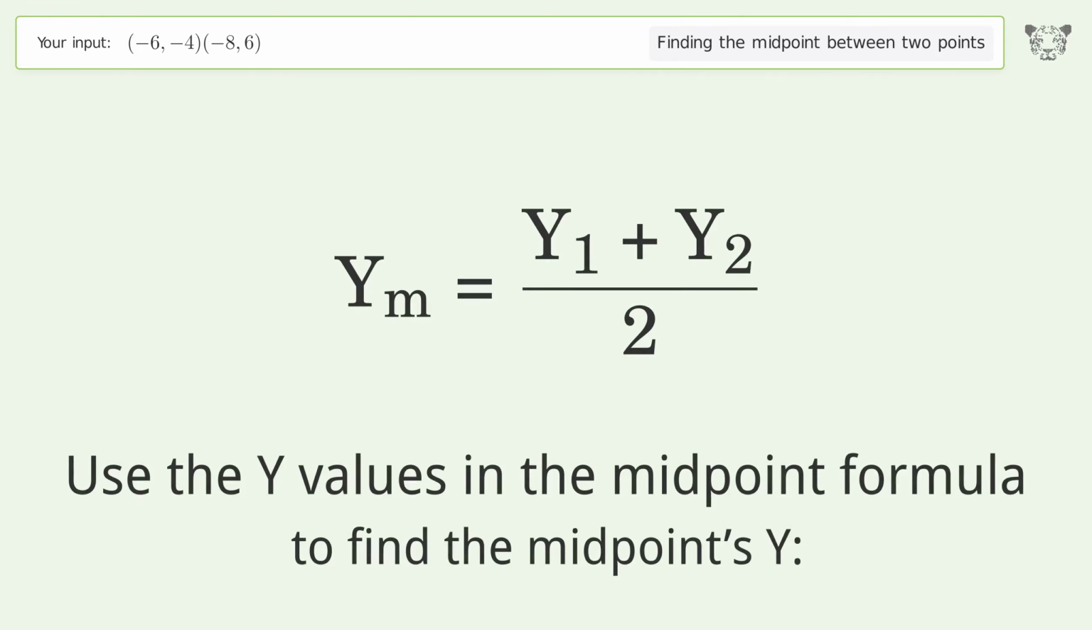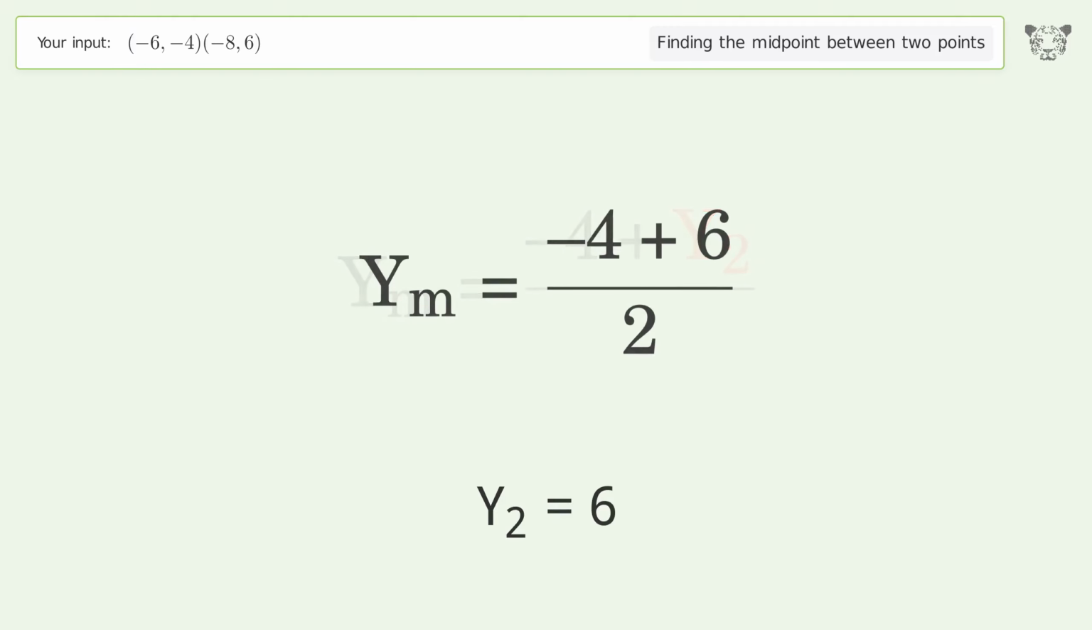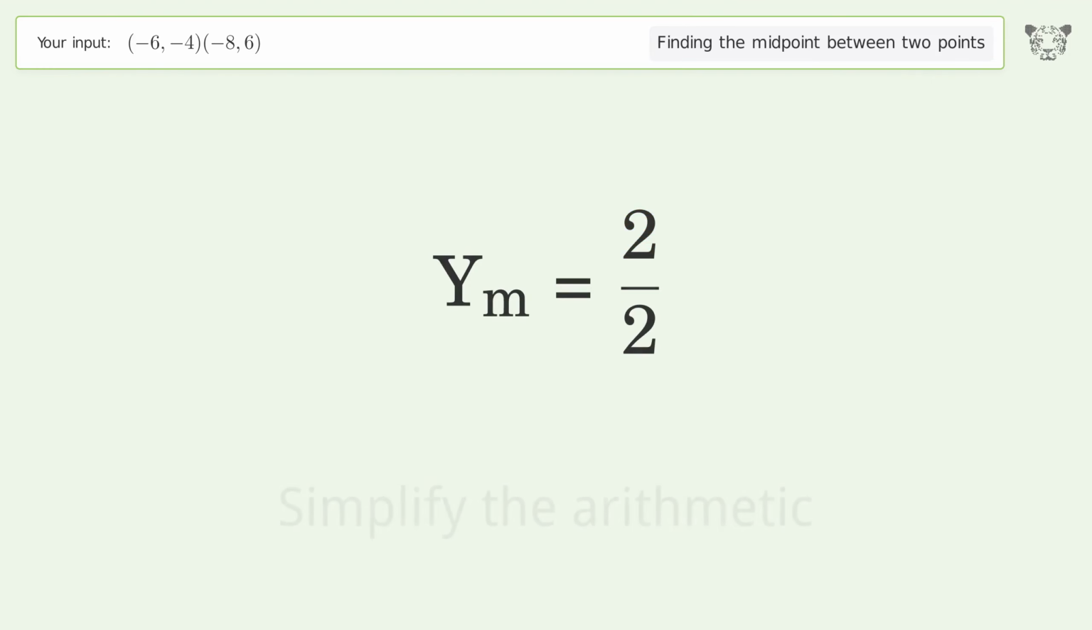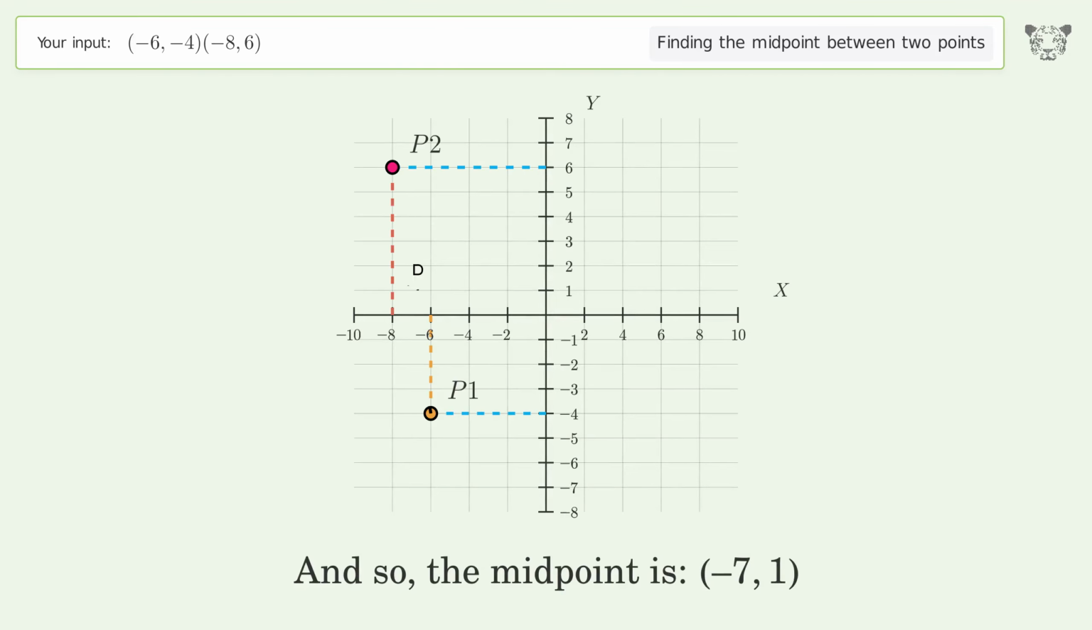Use the y values in the midpoint formula to find the midpoint's y. y1 equals -4. y2 equals 6. Simplify the arithmetic. And so, the midpoint is -7, 1.